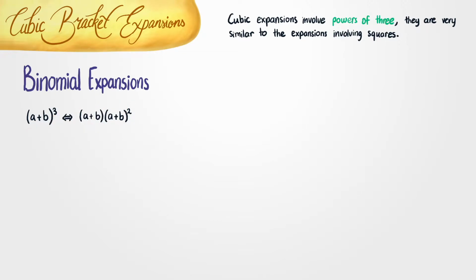Now since we know how to expand a plus b all squared already, I might as well just go ahead and expand it directly. We know that a plus b all squared is the same thing as a squared plus b squared plus 2 times a times b. Now after all of this, we just want to expand the whole right hand side to get our final expression.